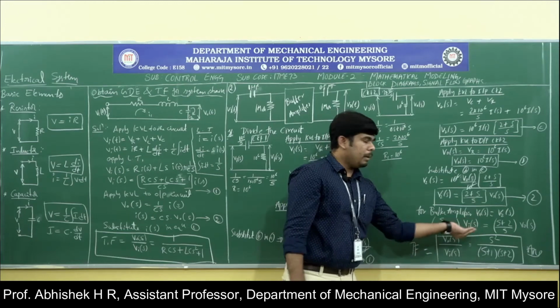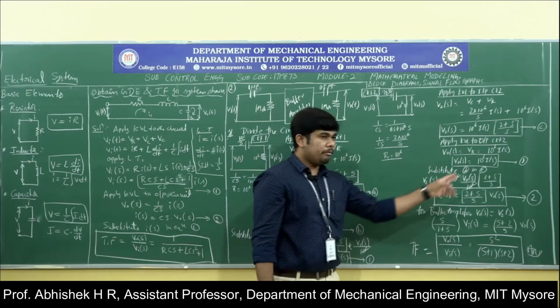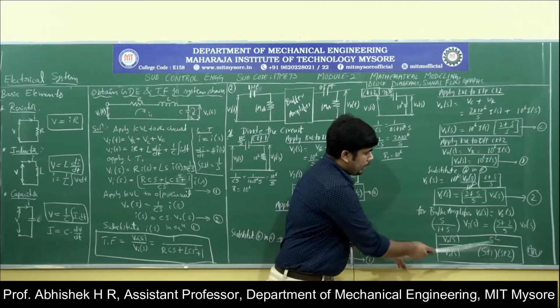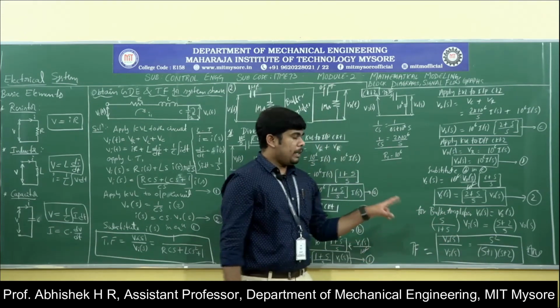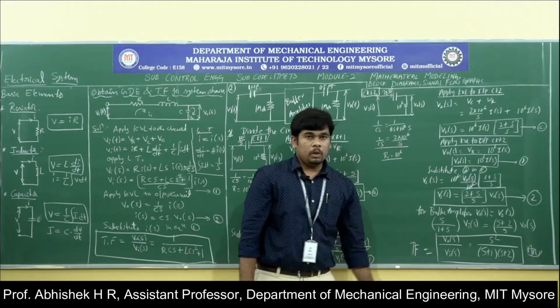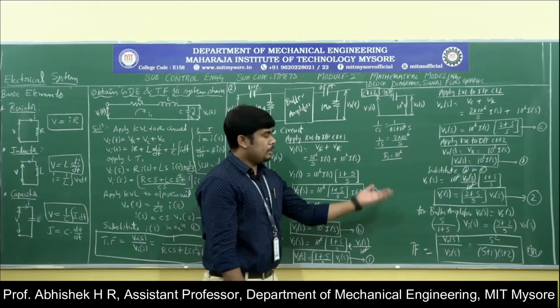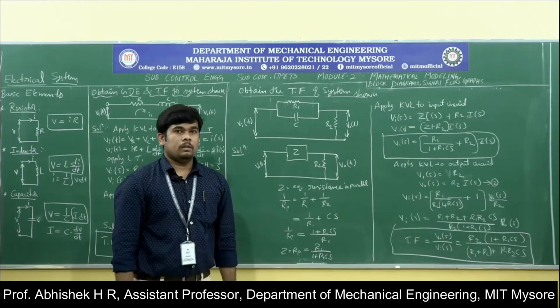It's a simple procedure. Just in terms of V0 by Vi, you simplify this and you will get S square by (S plus 1) into (S plus 2). So this is the final transfer function expression as per the given problem.